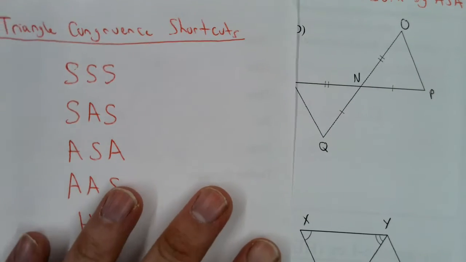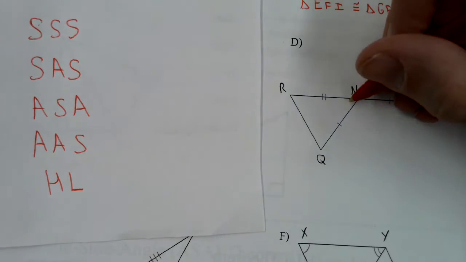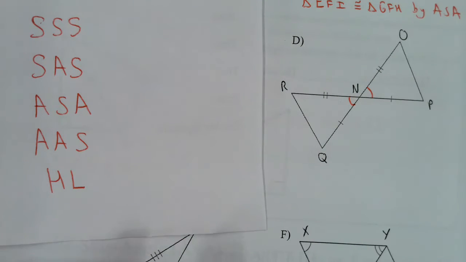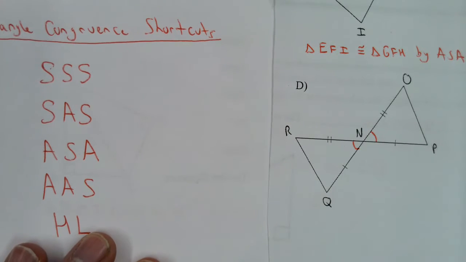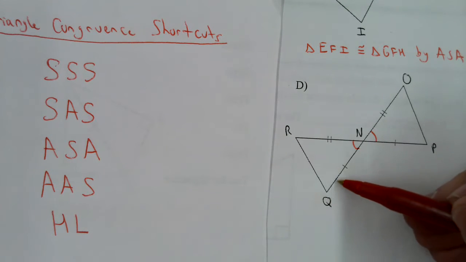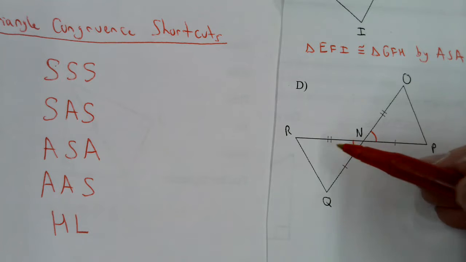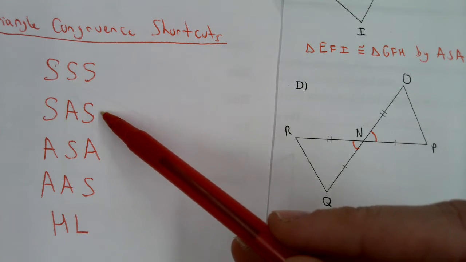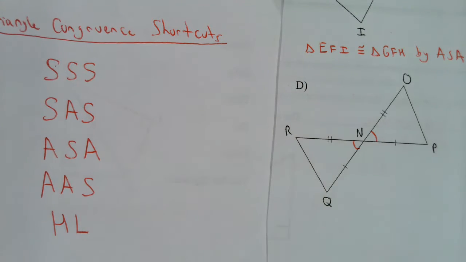The next one, we're going to have to label the vertical angles ourselves. So let's label that vertical angle being congruent to that vertical angle. All vertical angles are congruent, vertical angle theorem. And now you'll see it goes side, included angle, side. So the 2 triangles are congruent by side, angle, side.